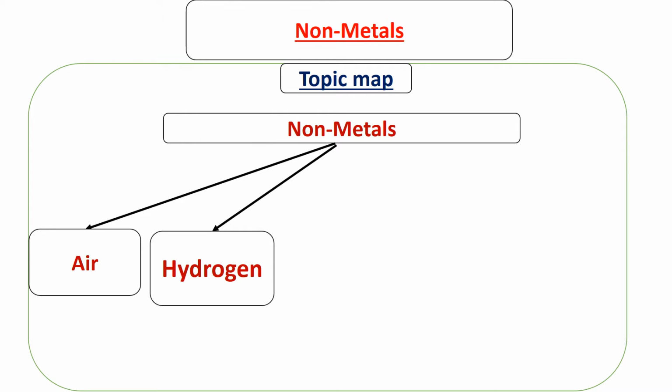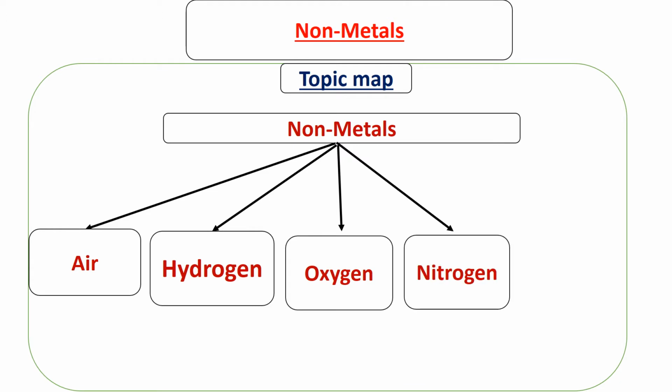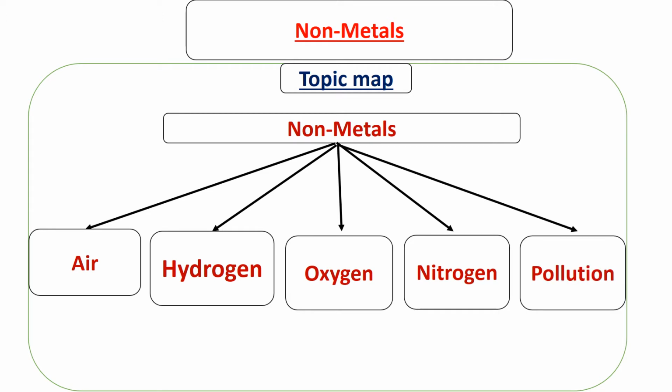Once we get done with hydrogen, we're going to take a look at oxygen. Then we'll move on to nitrogen. Then we'll end up with pollution, where we're going to take a look at air and water pollution, even a bit about land pollution. Let's get started. By the way, in this video, we are just going to discuss air and hydrogen. In the next video, oxygen. Then after that, nitrogen. The last one will be on pollution.